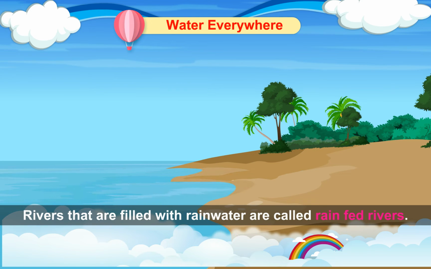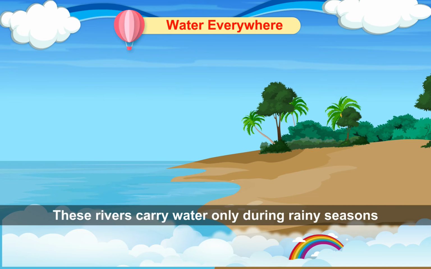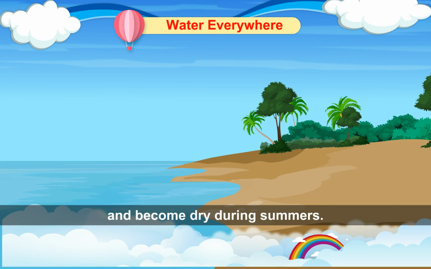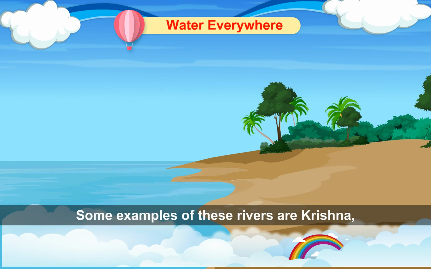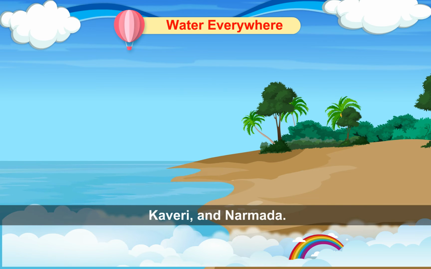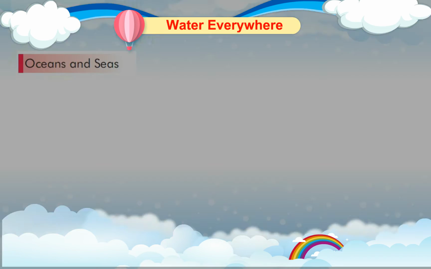Rivers that are filled with rainwater are called rain-fed rivers. These rivers carry water only during rainy seasons and become dry during summers. Some examples of these rivers are Krishna, Kaveri, and Narmada.